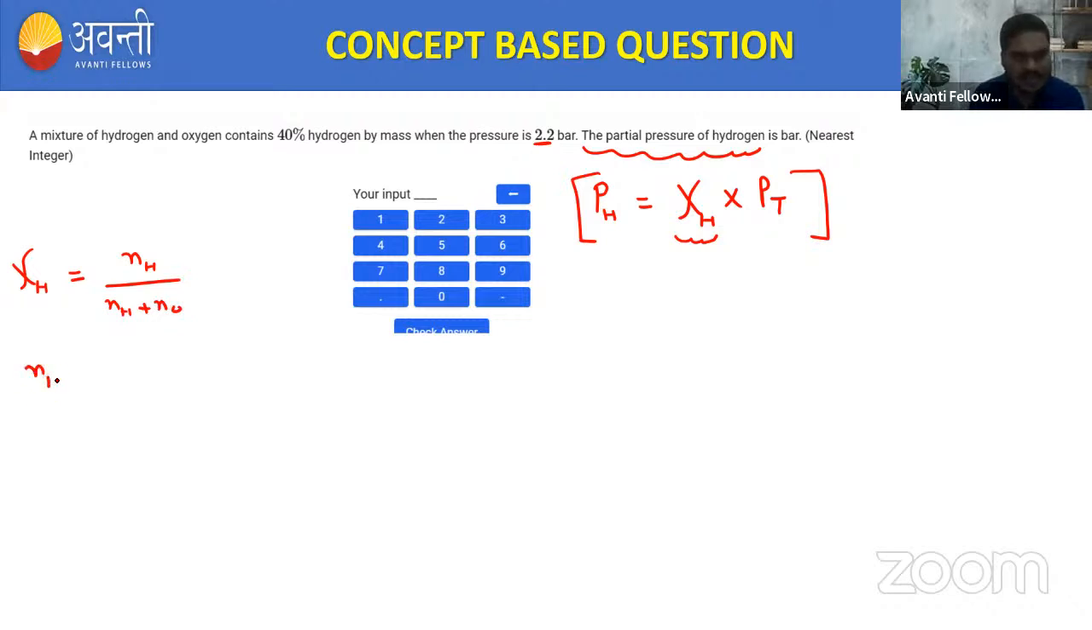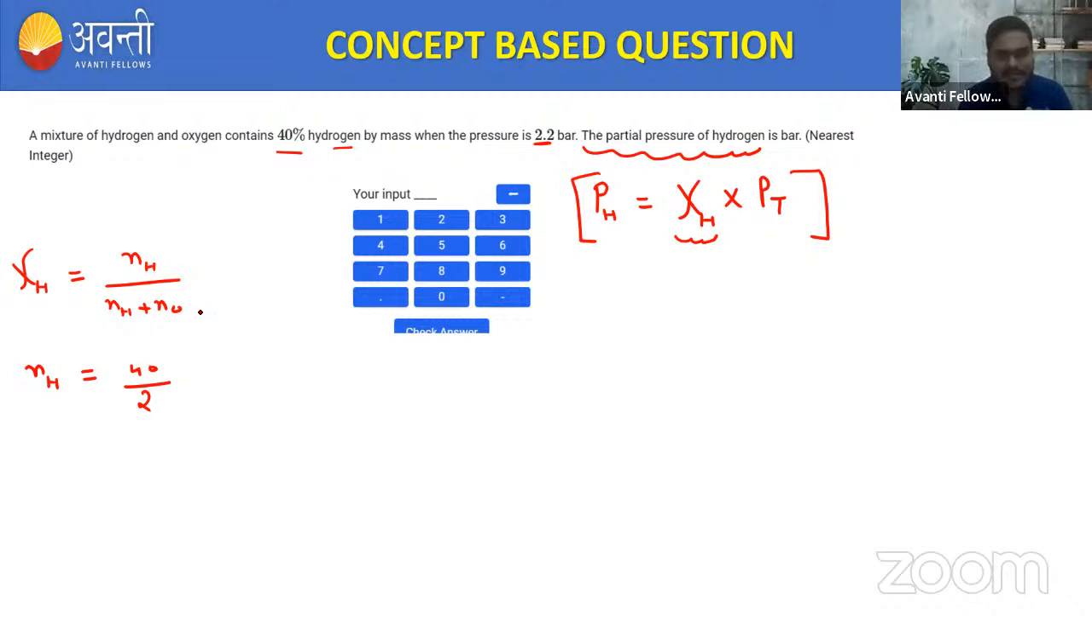Now let's calculate the number of mole of hydrogen first. So for hydrogen, number of mole is mass upon molecular mass. So clearly in this question it is given that the mixture contains 40% hydrogen. So 40% hydrogen है भाई. So 40% hydrogen का मतलब क्या है? That is mass is 40 gram, right? And molecular mass of hydrogen is nothing but 2. So we have 40 upon 2.